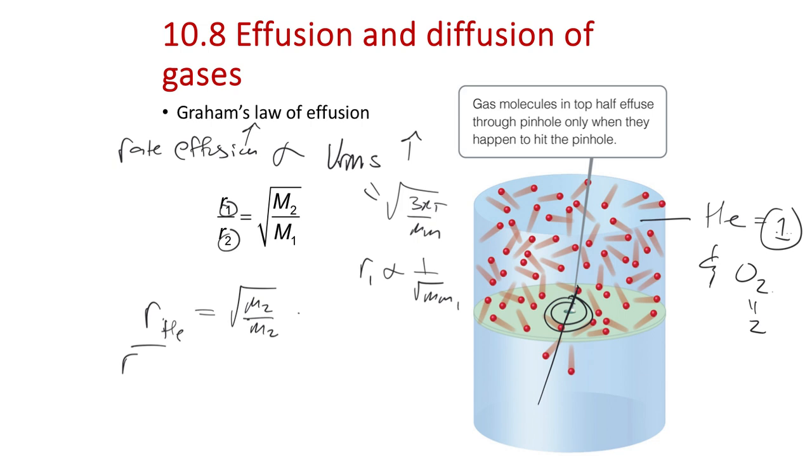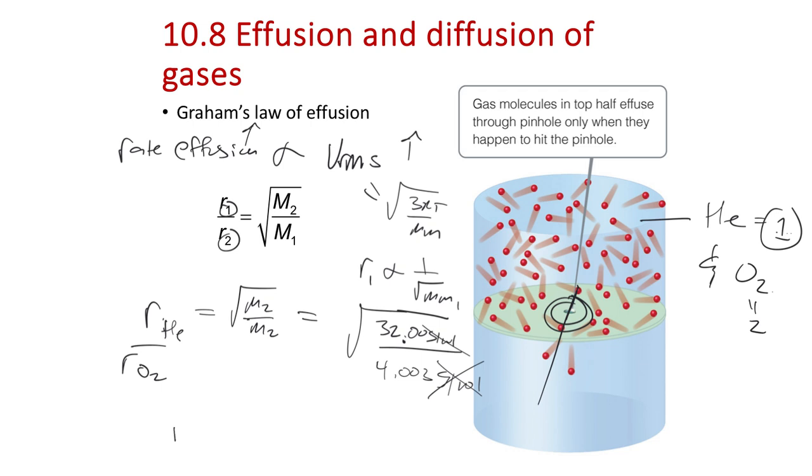So the rate of escape of helium versus oxygen is going to be equal to the square root of the molar mass of oxygen, which is 32 grams per mole, over the molar mass of helium, 4.003 grams per mole. I'm going to leave this in grams per mole because in this equation the two molar mass units cancel out, so I don't need to convert to kilograms per mole. Or if I did, the ratio would still be the same. So helium is going to escape with a rate of about 8 times that of oxygen.